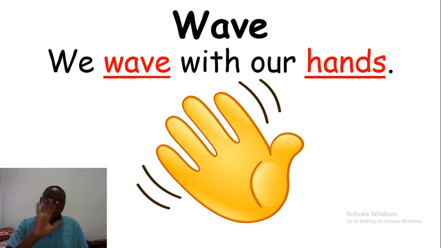Next is wave. Goodbye. Now we wave with our hands. Our hands are the ones that help us to wave. For example, if you're waving goodbye, you wave with your hands. How do we spell wave? W-A-V-E. For example, he is waving. I am waving. I wave with my hands. My hands are the ones that help me to wave.